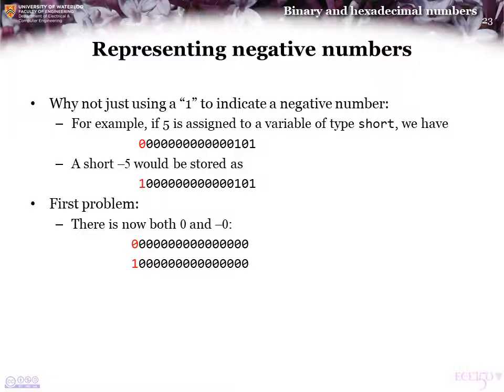First problem. First of all, there are now 2 zeros. 0 and negative 0, because they both represent 0, and we know that negative 0 equals 0. So that's a little bit peculiar. I don't like that. There's a second problem, however, that's much more significant. It's actually really hard to do arithmetic with this convention. So we're going to introduce a different convention for storing negative numbers, one that will allow us to do arithmetic with relative ease.